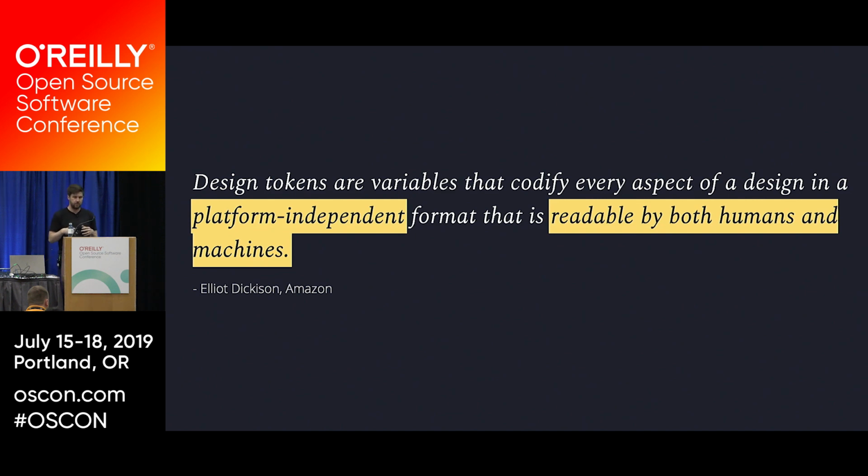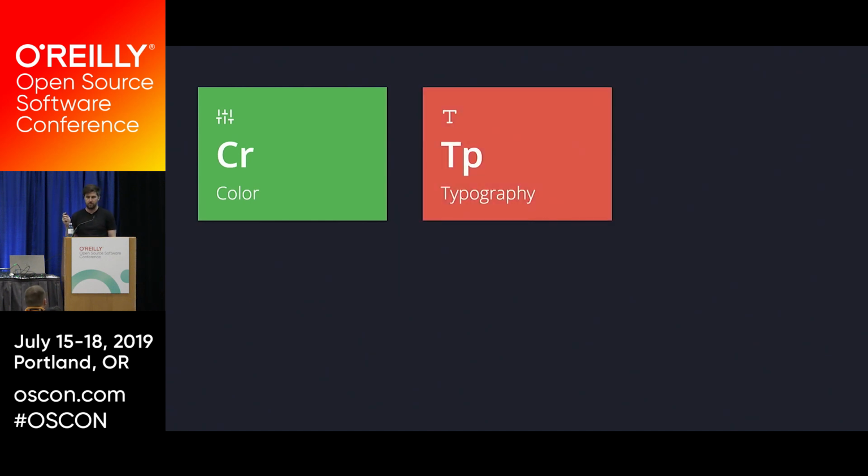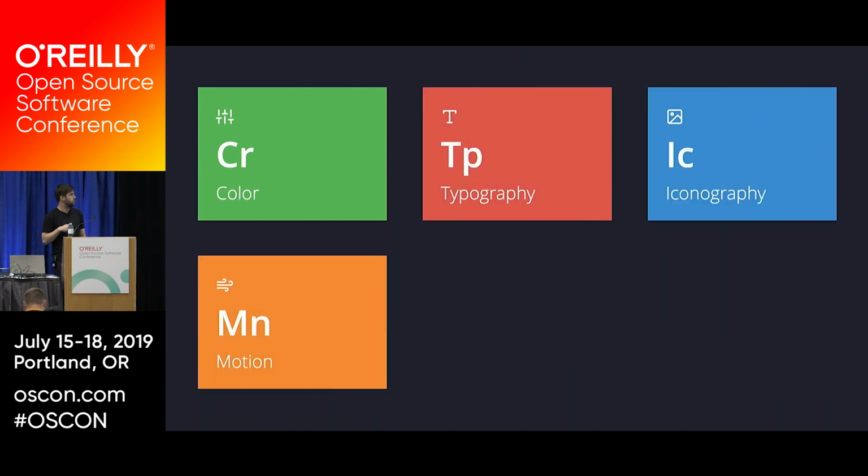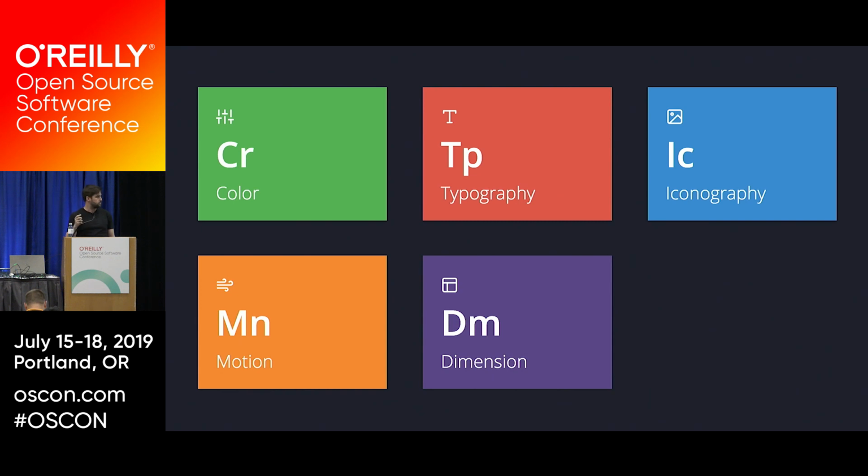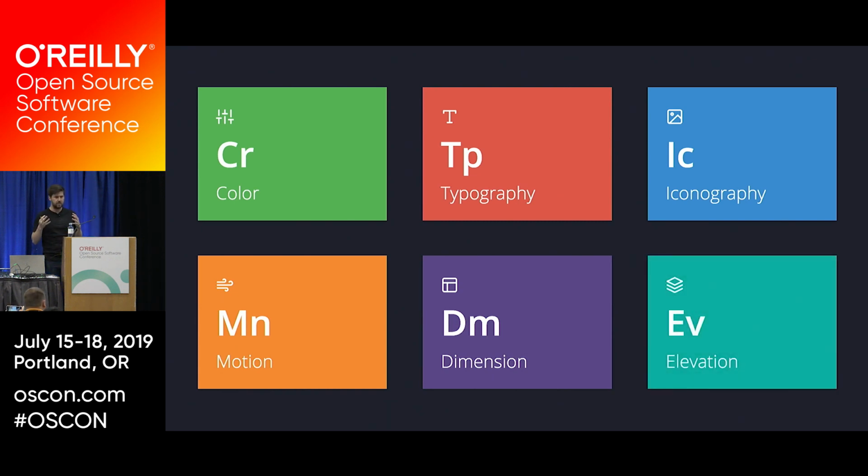So what types of information can we store in these platform-independent named visual design attributes? We can store things like colors, typography, iconography, motion, dimension, elevation. Basically, anything that you could put in a CSS property, borders, widths, sizes, could be a design token. And while we're talking about CSS, what makes design tokens better than just using CSS variables or SASS variables, for example? There are 4 key properties that we're going to look at.